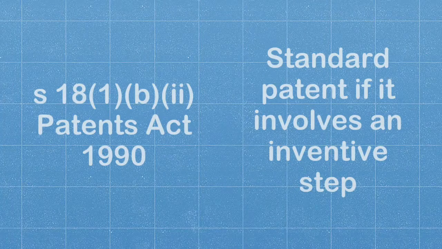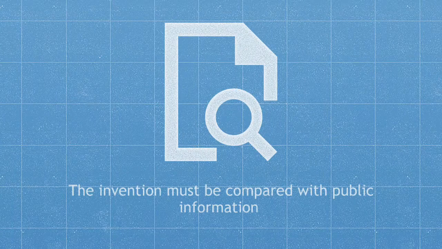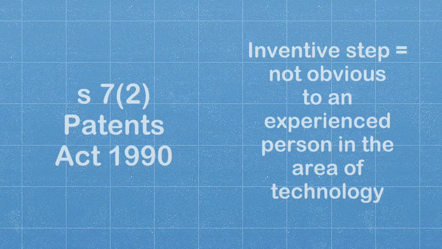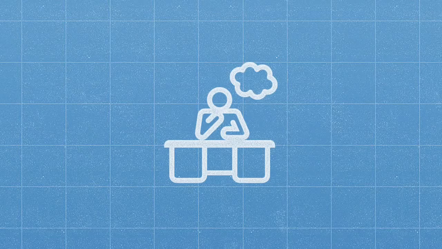This section tells us an invention may become a standard patent if it involves an inventive step. The invention must be compared with public information available at the time the patent application was filed. This section tells us there will be an inventive step if the invention would not have been obvious to an experienced, knowledgeable, and skilled person in the relevant area of technology. This is considered at the time the application was filed.